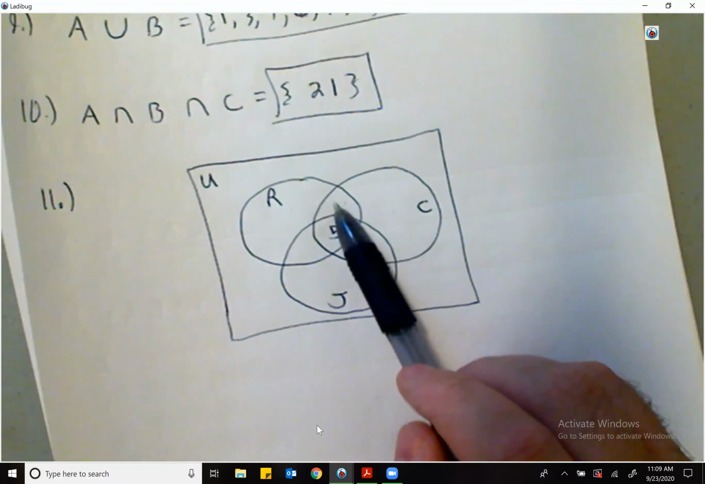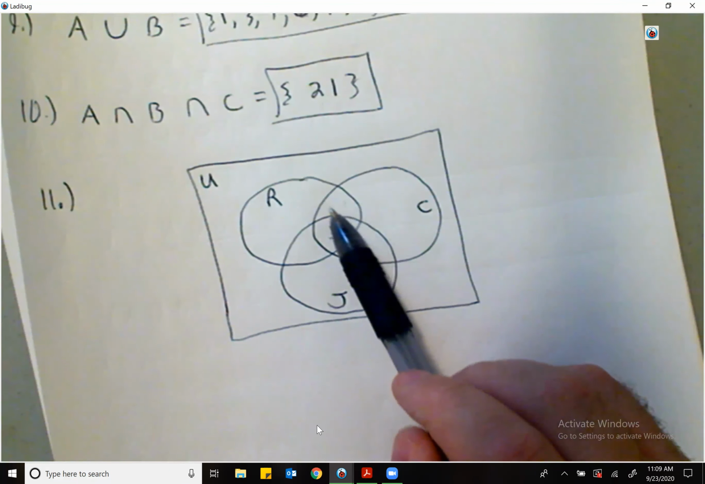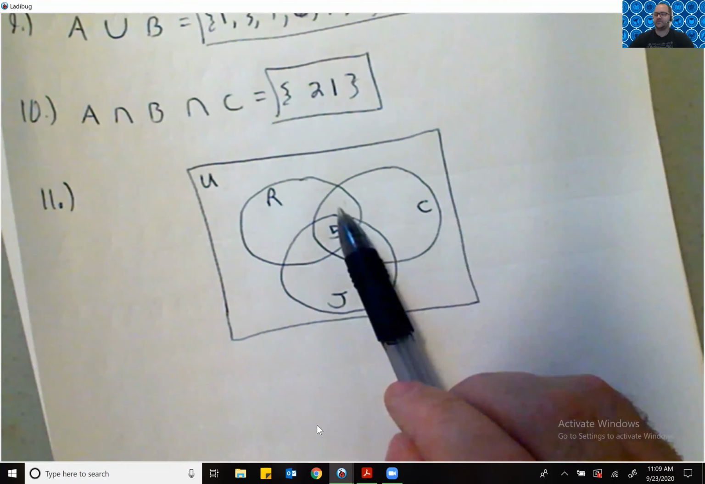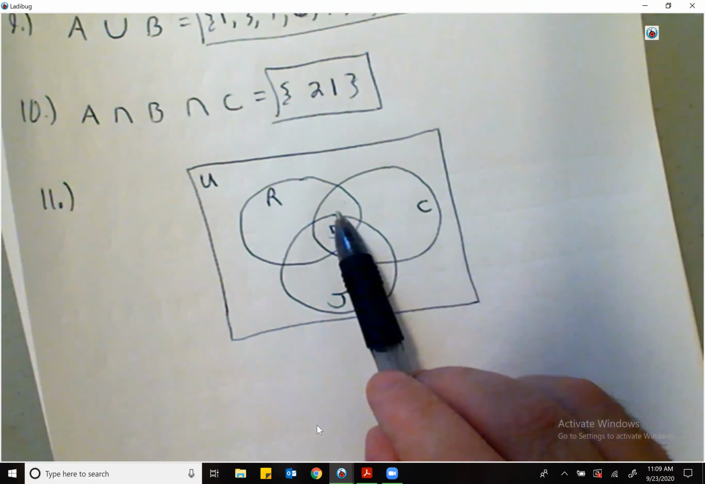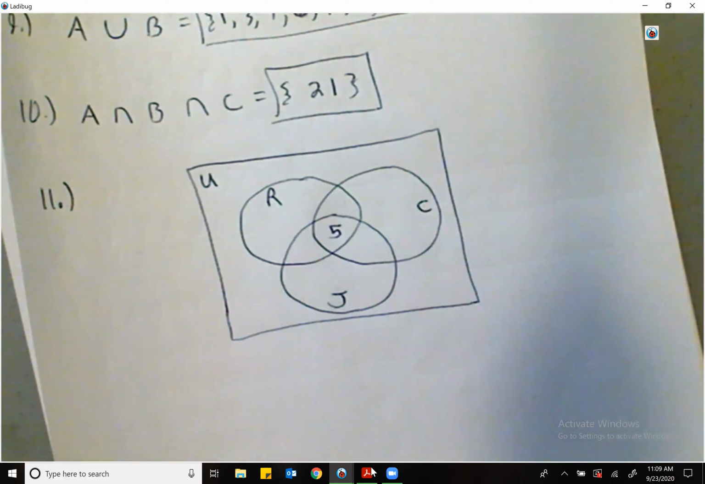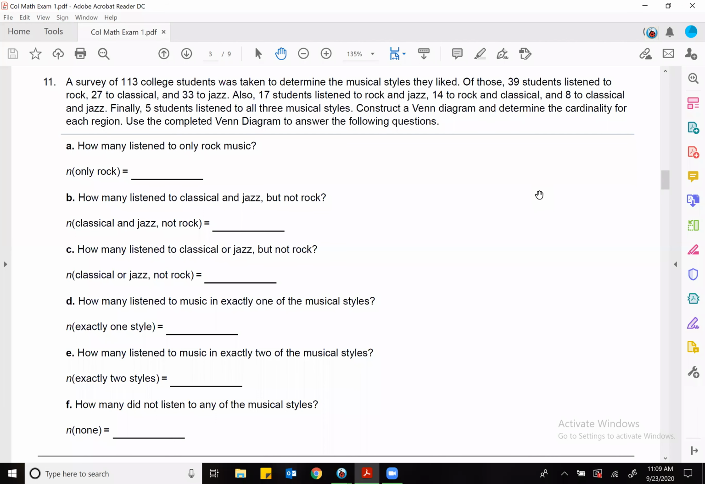So, what do R and C have in common? So RNC, what does RNC stand for? Rock and classical. Okay. So we find the students that listen to both and put the number in there. Well, sort of. So we're looking for rock and classical. How many students listen to rock and classical?